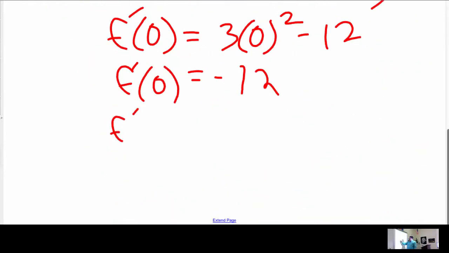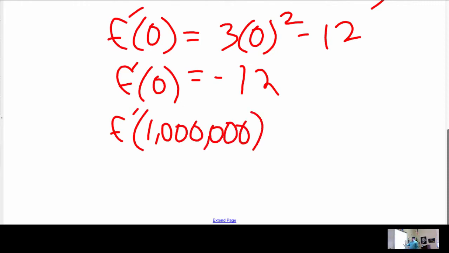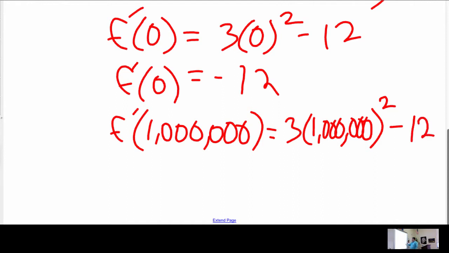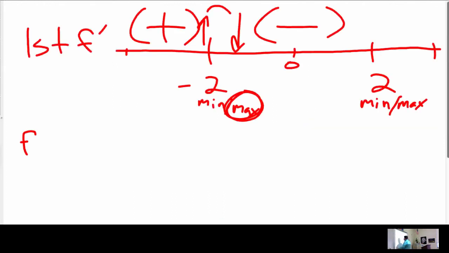So now I'm going to choose f prime of a really big number that's greater than 2, which gives me 3 times 1 million squared minus 12. Again, this is going to be a really big positive number, even if I subtract 12 from it. Does that make sense? So that's positive, so now my function goes from decreasing to increasing. That's a min at 2. So that's all for f prime.